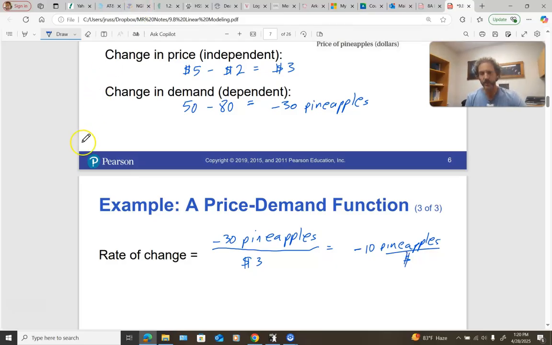Okay, so this just means that the number of pineapples sold will decrease by 10 for each $1 that you raise the price. Okay, but anyway, that is the rate of change. So as the price increases, the number of pineapples is going to decrease by 10 per $1. Okay.